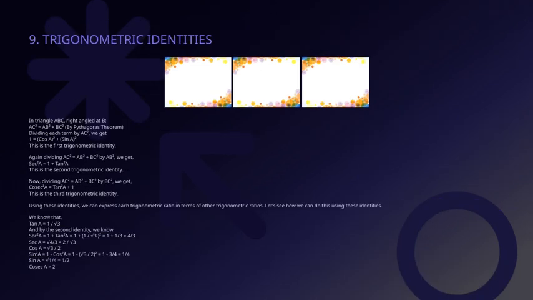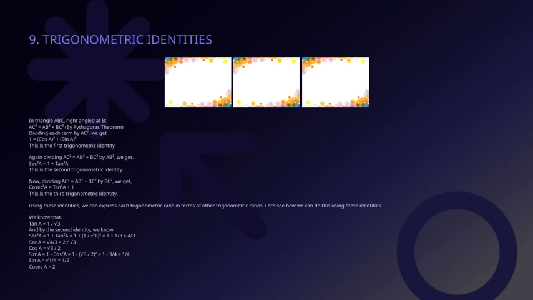Now, let's look at slide 11, which covers trigonometric identities in a right-angled triangle. In triangle ABC, which is right-angled at B, we start with the Pythagoras theorem. AC squared equals AB squared plus BC squared. Next, if we divide each term by AC squared, we get the fundamental identity. 1 equals cosine squared A plus sine squared A. This is actually the first key trigonometric identity, showing the relationship between sine and cosine.